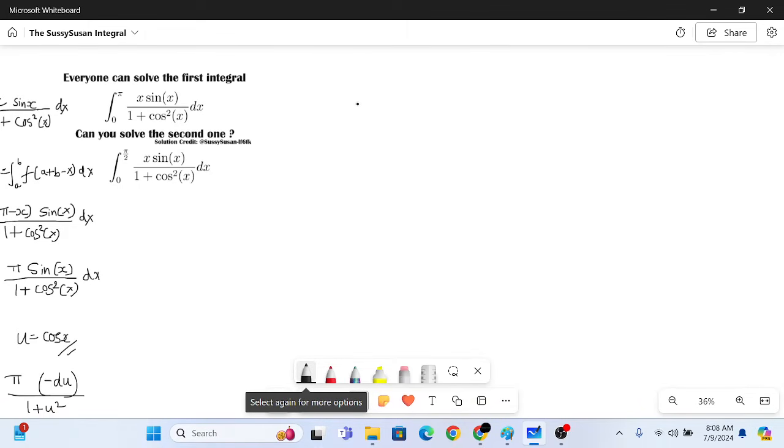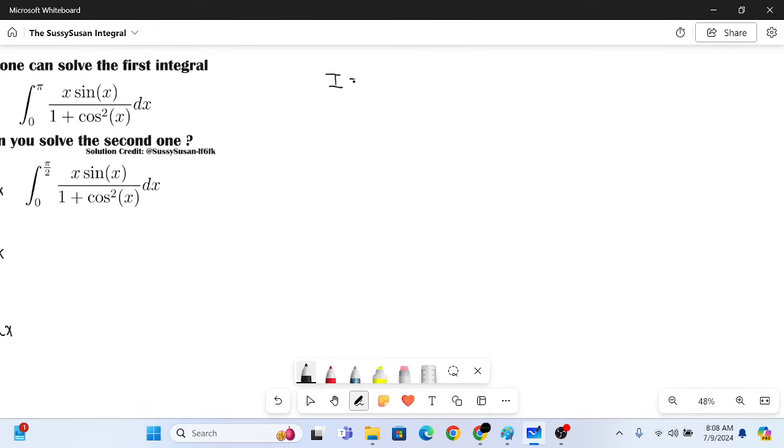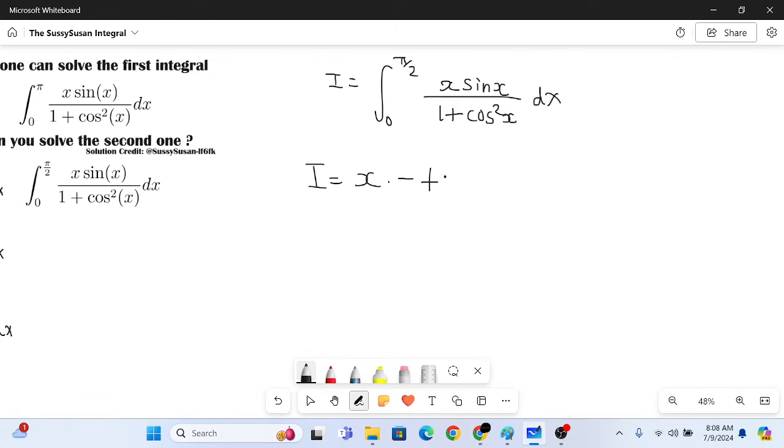Now the next integral, we have I is equal to integral from 0 to pi by 2 of x sin x by 1 plus cos square x dx. And now what I will try to do is use integration by parts so as to simplify this x. We get I is equal to x times, now the integral of this thing is, if we take cos x as u, we know that this is going to be minus du, so that will just be minus tan inverse of u, which is cos x.